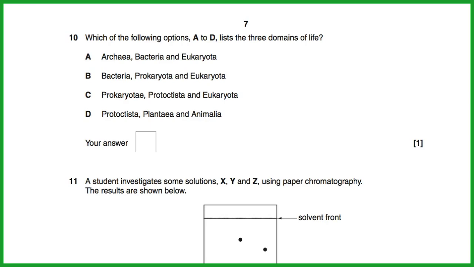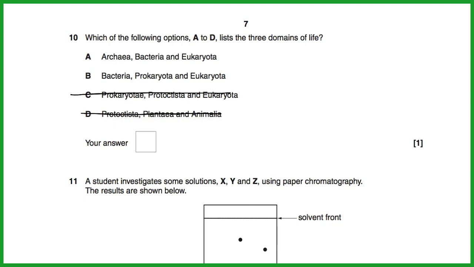So which of the following options, A to D, lists the 3 domains of life? Now this is the idea that life can be split into 3 domains, 2 of which are prokaryotic and 1 of which is eukaryotic. So this means we can exclude C and we can exclude D, because D gives you all eukaryotic and C gives you 2 prokaryotic, which leaves us with A and B.